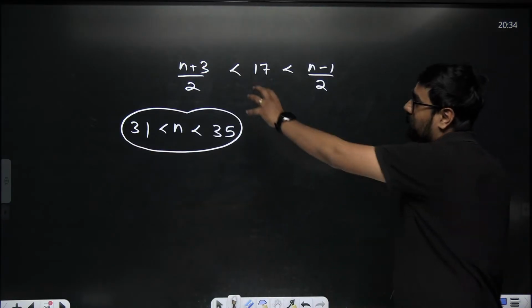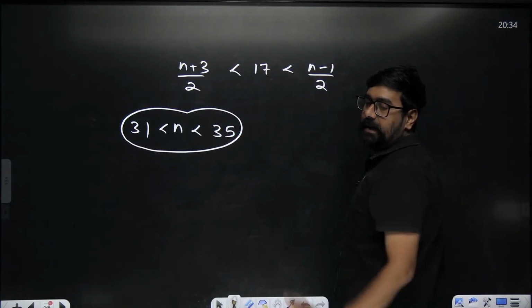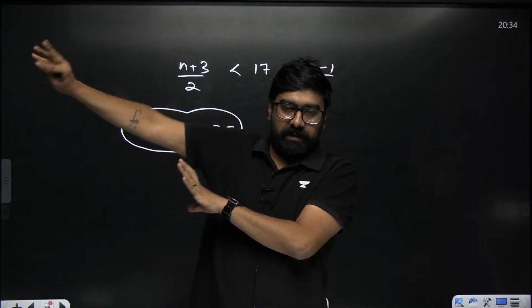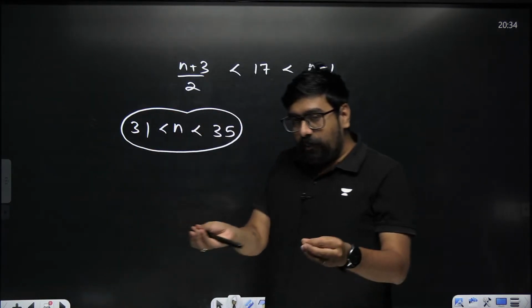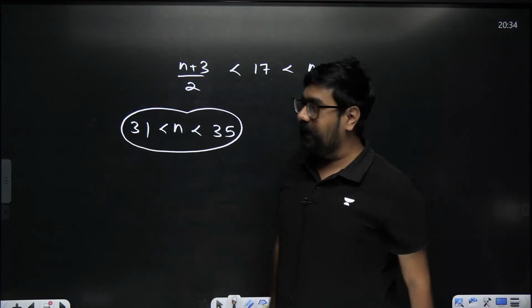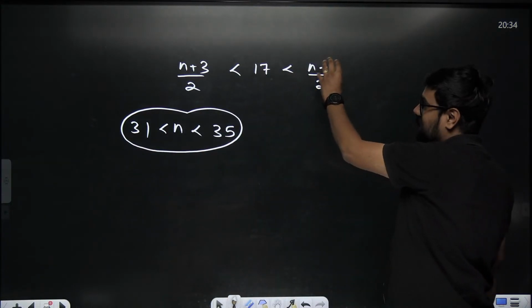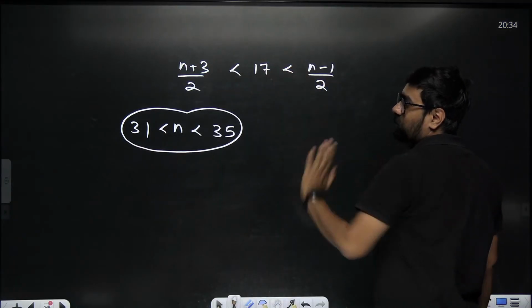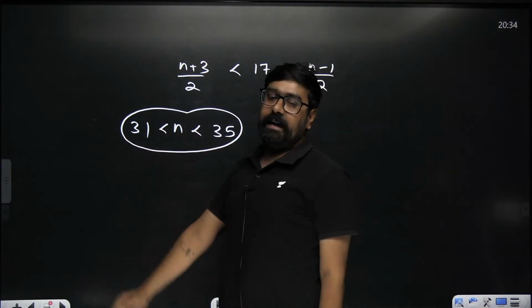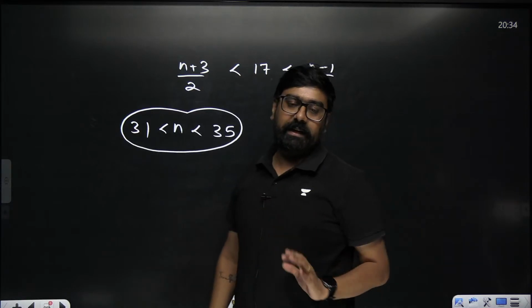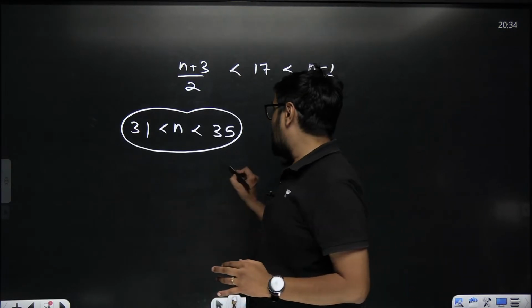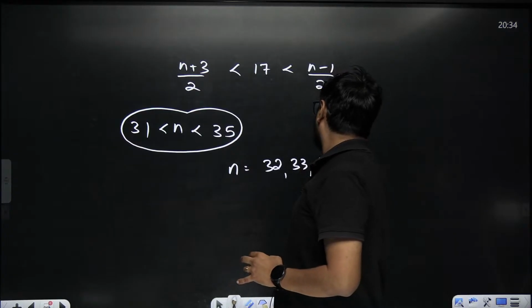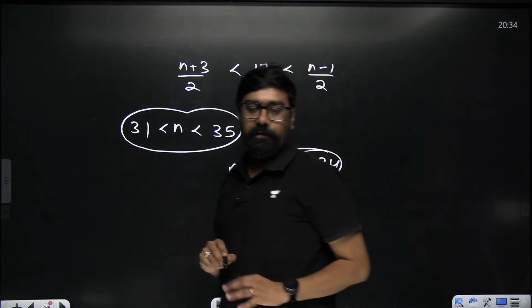Why did I do this? Because the minimum average I can get is (n+3)/2, if I remove the largest of the numbers, the last two numbers. And if I remove the smallest of the numbers, I'll get the maximum average. So the maximum average is this, the minimum average is this, and whatever 17 is, it is going to stay between these two. With that I get n between 31 and 35 and n is an integer. So n's possible values are 32, 33 and 34. These three possible values I can get for n.